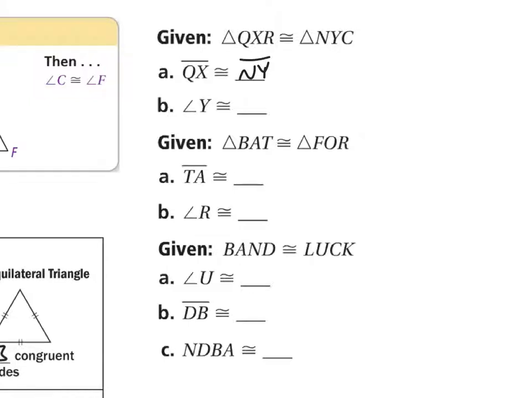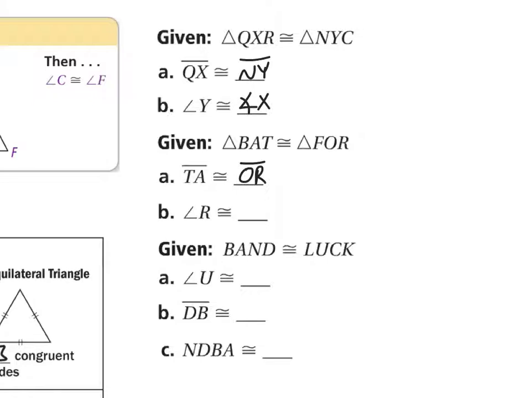Angle Y is congruent to angle X. Line segment TA is congruent to. Can I call it OR? No. It's a line segment. I can name it either way. It's still the same line segment. Okay, got to be careful. I'm not actually naming the triangle. The triangle has to be named a certain way, but the line segment could be changed. It's just easier to have one.